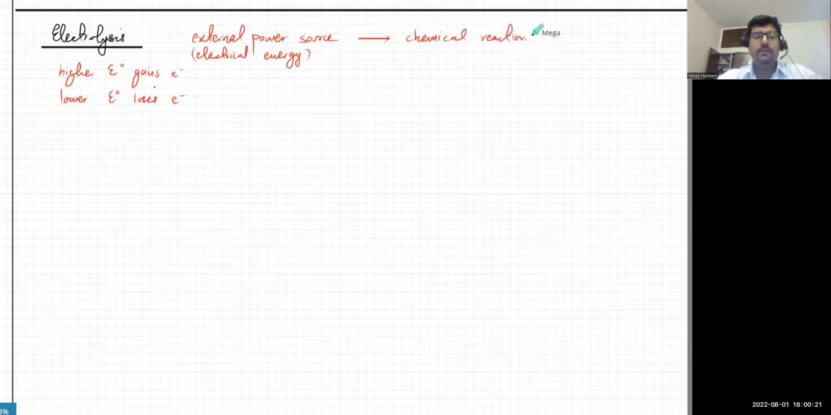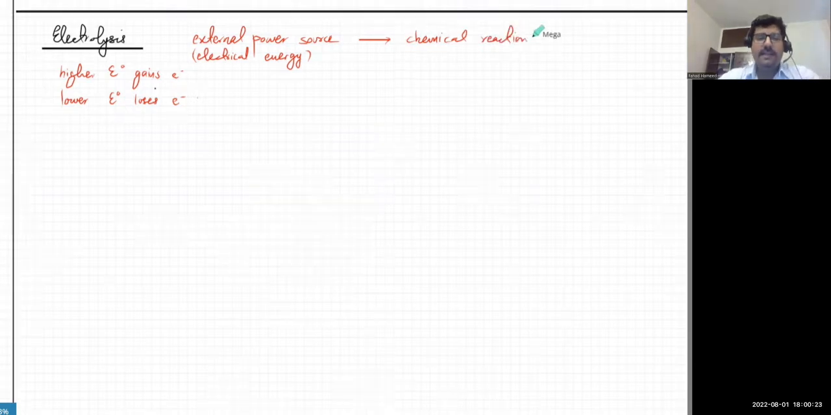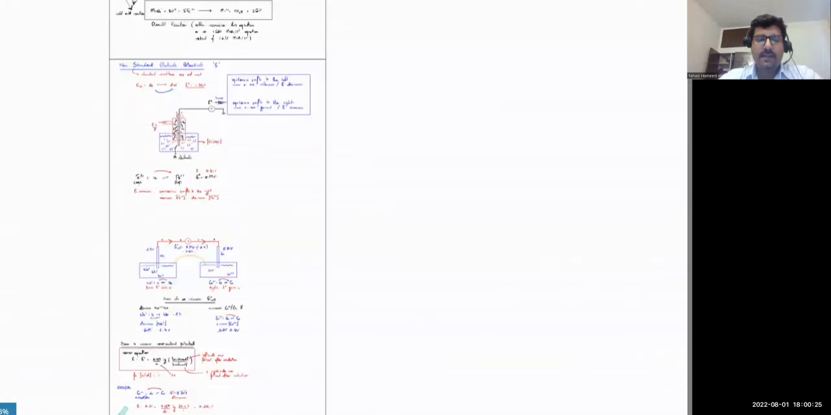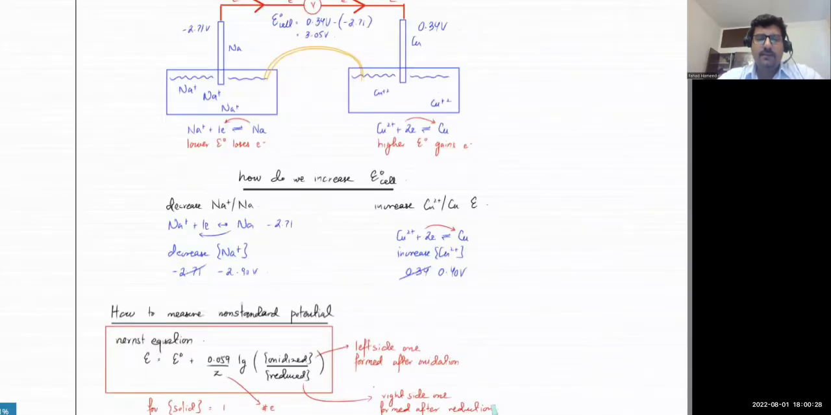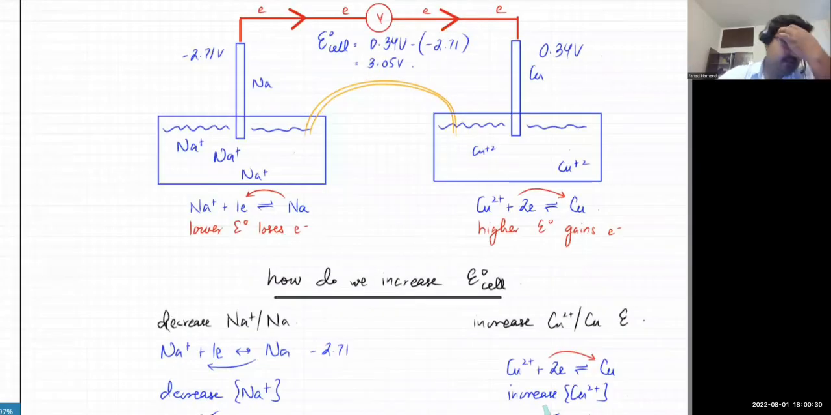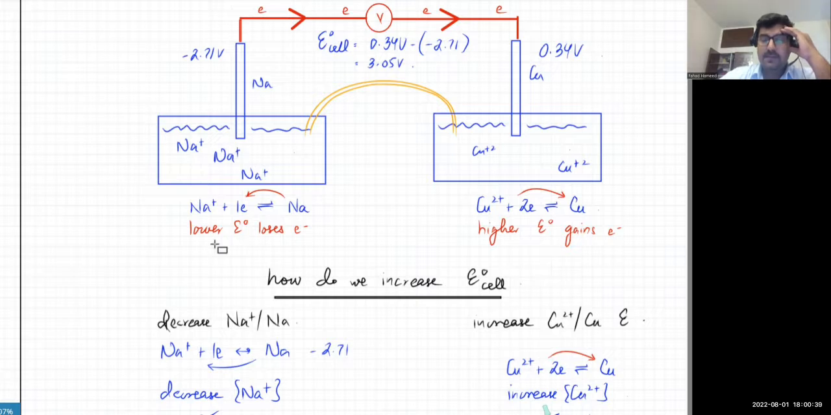Now the cell was different. The cell was exactly the opposite. If you look at a cell, there's a current flow that's happening because of a chemical reaction: the higher potential one wants to gain electrons and the lower potential one wants to lose electrons. So there are two chemical reactions happening, higher gains, lower loses, and the electrons start flowing from the lower potential to the higher potential. Because of the chemical reaction, a current is produced. That is what an electrochemical cell or galvanic cell is.